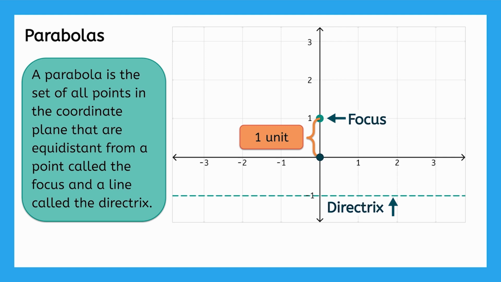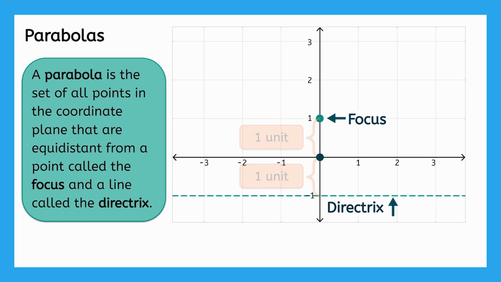Remember, when measuring the distance from a point to a line, we measure perpendicularly to the line. So we wouldn't measure these slanted distances. Since the directrix is horizontal, we measure straight down vertically, perpendicular to it. What is this distance? Yes, it's also 1 unit. The point halfway between them is equidistant from both.